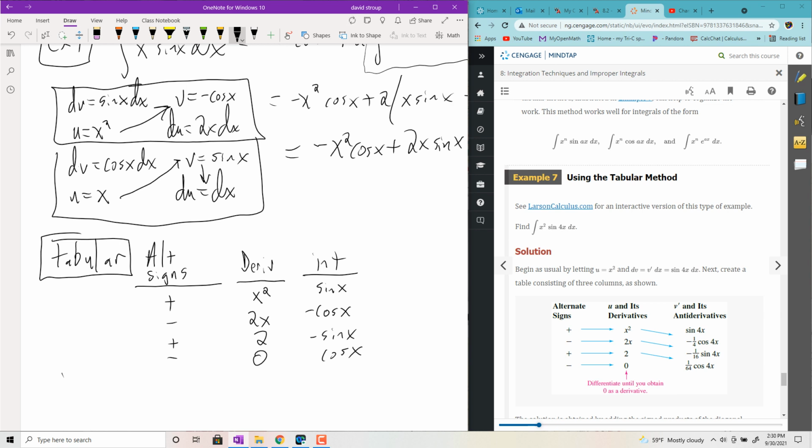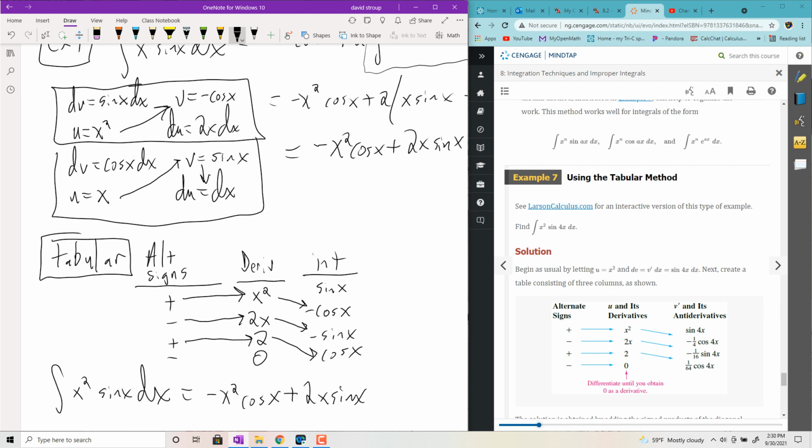And then the integral, so if you have the integral of x squared sine x dx, it's just going to be this times this times this. So we would get negative x squared cosine x. And then it's going to be this times this times this. So negative is positive, 2x sine x. And then this times this times this. So plus 2 cosine x plus c, right?